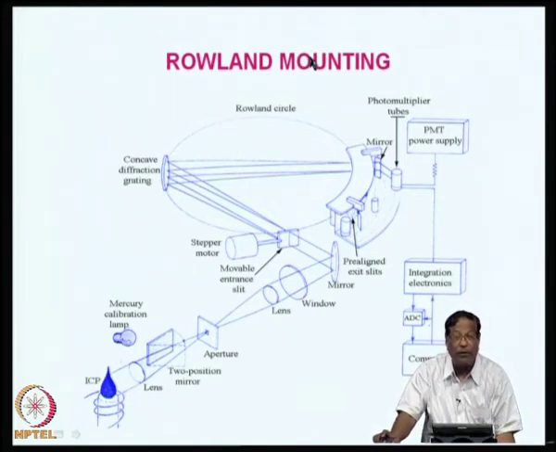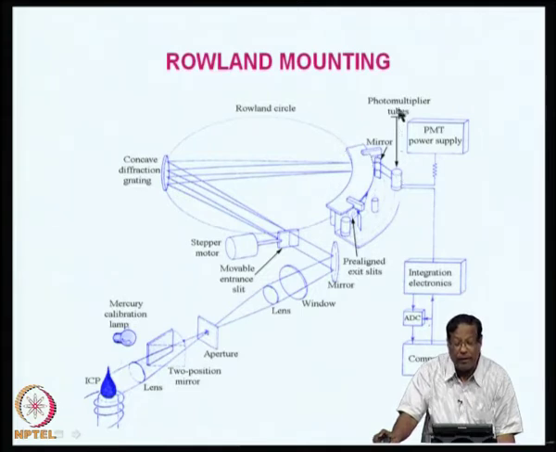Now, I am showing you a Rowland mounting. Here you can see the concave mirror is here. This is the imaginary circle, and this is a movable entrance slit, this one, and a stepper motor is there, and this is a mirror, and then there will be another slot for photomultiplier tubes, etc.